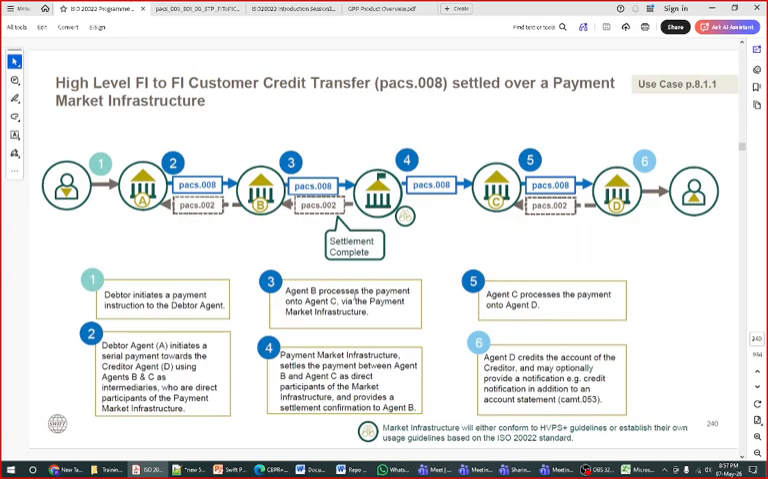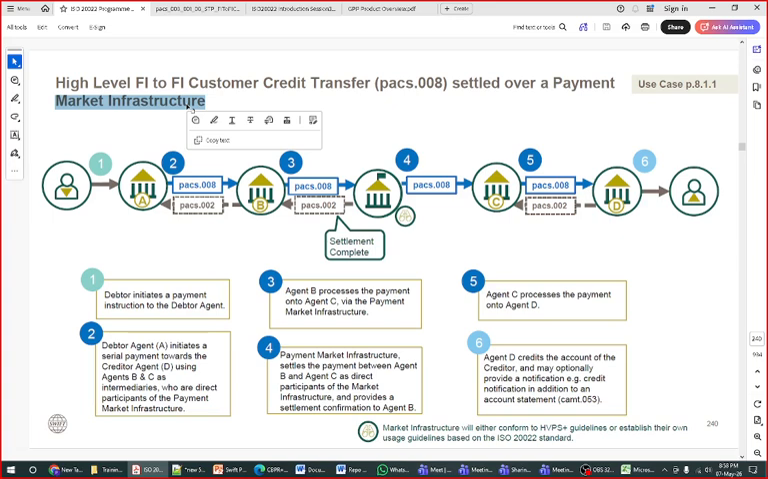Okay, we will take the first one, a simple one. Here it mentions the high level FI to FI customer credit transfer, Pacs8 message settled over market infrastructure. This example we have seen many times in the last 6, 7 days. Here the most important part is the middle part. The bank like symbol is mentioned here, number 4, and for this bank 4 there is a flag mentioned. Flag means nothing but it is a market infrastructure, which does the clearing and settlement. It's RBI or Fedwire or CHAPS or TARGET2, whatever exactly is there.